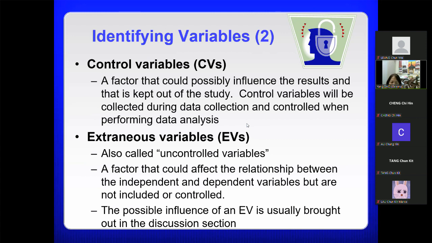Control variables are factors which may influence the results, so you should control for their influence in the study. What are extraneous variables? They also have another name, uncontrolled variables. Actually, it's also a factor. However, in your study, you can't control for it, it is beyond your control. So this is called extraneous variables.